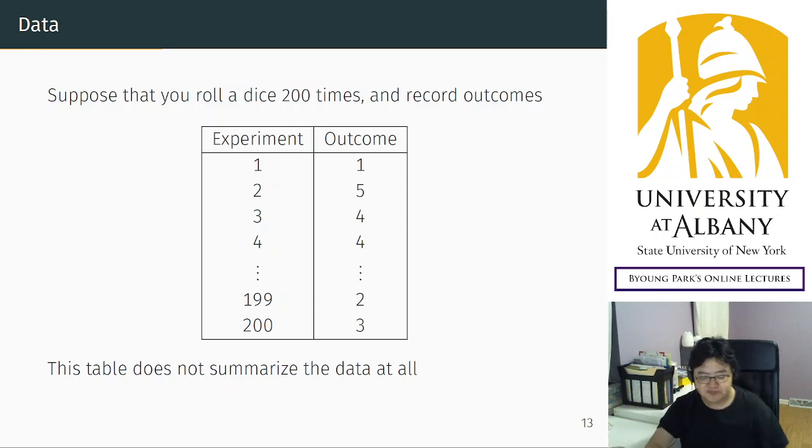For example, suppose your boss is asking you, what are your outcomes from the experiment? Would you say all the 200 outcomes? Of course not. Your boss expects you to summarize the data and give more compact and more meaningful information. The data itself is not that informative. It's just a huge array of numbers. So you have to summarize the data.